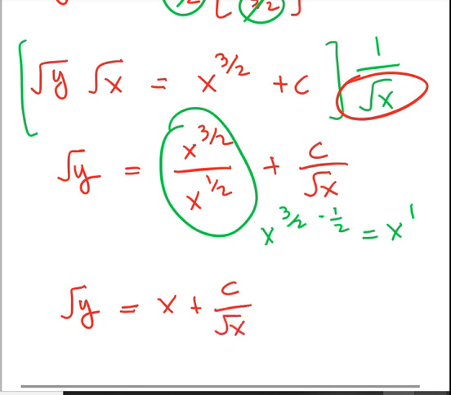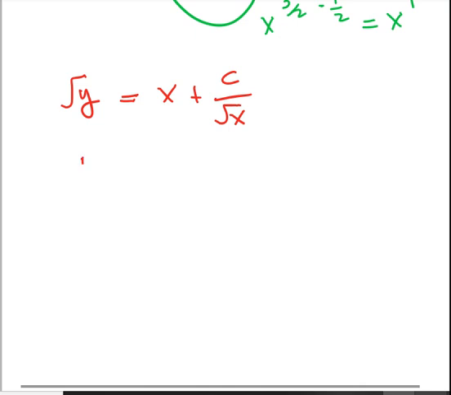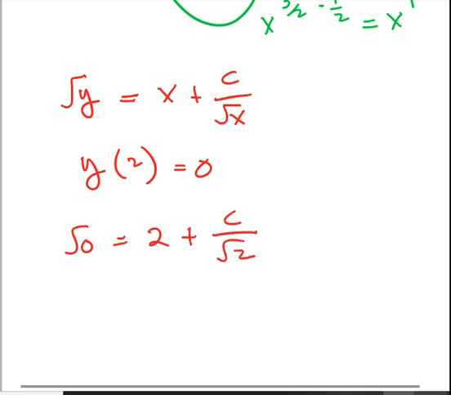And if you were given an initial condition, like for example, y is equal to 0 when x is 2, then you just have to substitute this value. So it becomes square root of 0 is equal to 2 plus c over square root of 2. Okay, we need the initial condition for us to get the value of c. So magiging, ganito po yan. So negative 2 is equal to c over square root of 2. And therefore, ang c po natin will become negative 2 square root of 2.